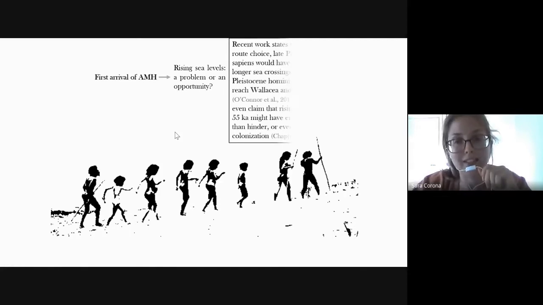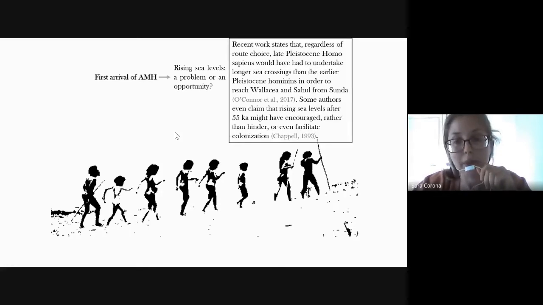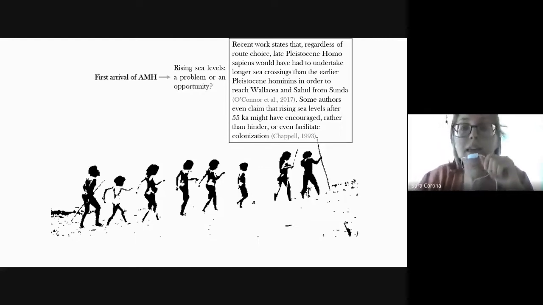And another important debate is actually the role of the sea levels. So the rising and lowering of the sea level had, of course, to influence the movement and the spreading not only of anatomically modern humans but mammals in general in the area. But did the rising of the sea levels influence this spreading in a positive or in a negative way?